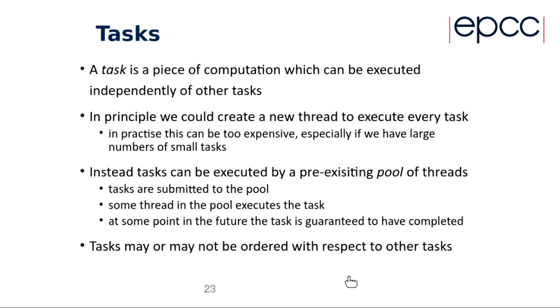In addition to that, the tasks may or may not be ordered with respect to other tasks. It's possible that we can identify tasks which have some dependency on other tasks. So for example, if one task writes some piece of data, and another task needs to read it, there's a dependency, and we have to make sure that the tasks execute in the correct order.